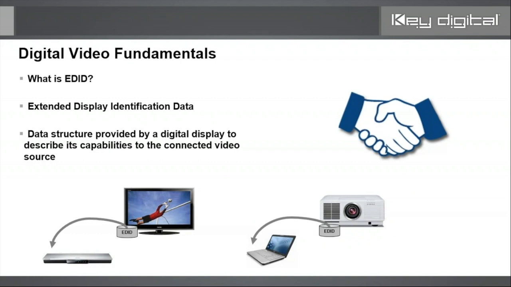So EDID is extended display identification data, but again, layman's term, the handshake. EDID, we show in these examples here, comes from the monitor, the projector, and it's a file which tells the source, here's what I'm capable of supporting. For example, over on the left-hand side here, if we have our DVD player, which is capable of outputting 4K, but the monitor is only 1080p, the display tells the source, hey, just give me 1080p and just give me 2-channel audio. Now, think of it as the video resolution and the audio formatting.